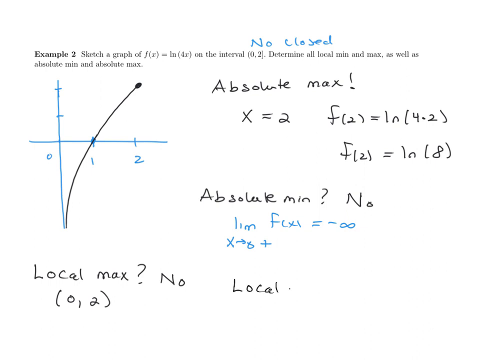And is there a local min? And the answer to this is also no. This graph keeps going down forever. It doesn't ever level off, drop back down, then go back up. So for this reason, there is an absolute max, but there's no absolute min, nor a local max, nor a local min.